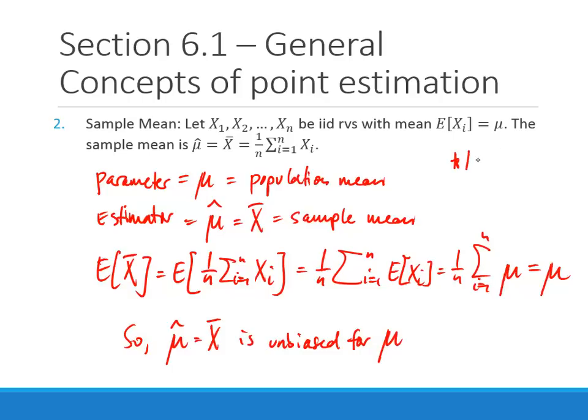And let's just add on here, this is true for any distribution. So whatever the distribution of my xi's is, doesn't matter. The sample mean is always going to give us an unbiased estimator of the population mean. Okay, the next example is a lot longer, so I think this is a good place to stop.